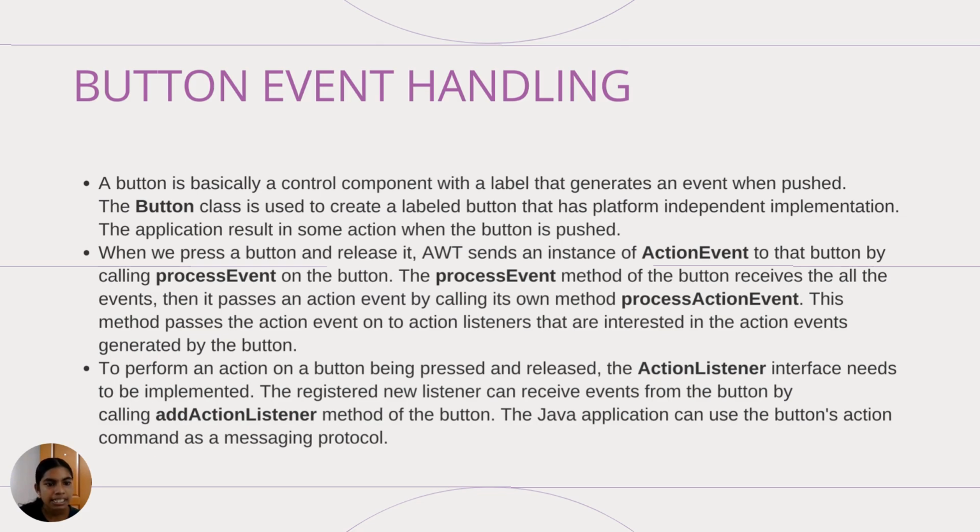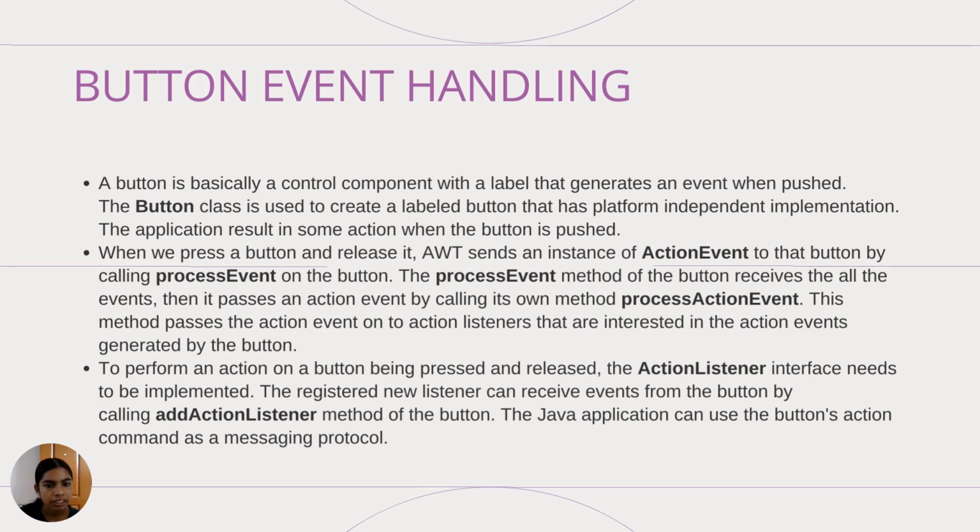A button is basically a control component with a label that generates an event when pushed. The Button class is used to create a labeled button that has independent implementation. The application results in some actions when the button is pushed. When we press a button and release it, AWT sends an instance of ActionEvent to that button by calling processEvent on the button.